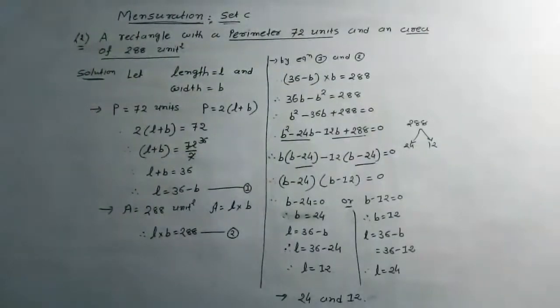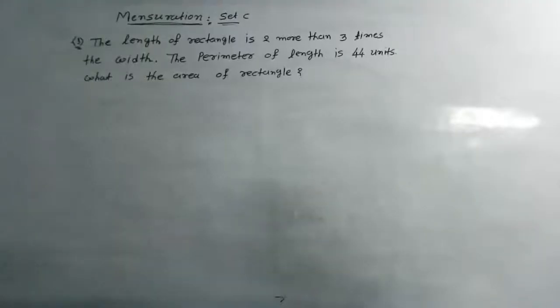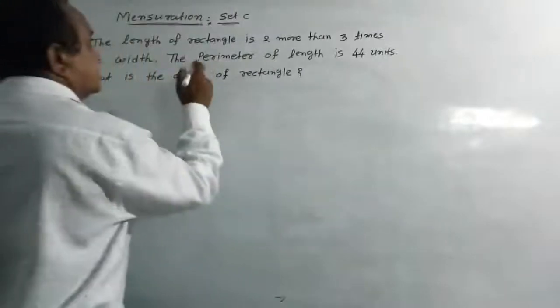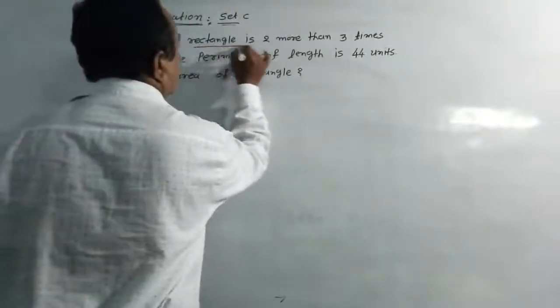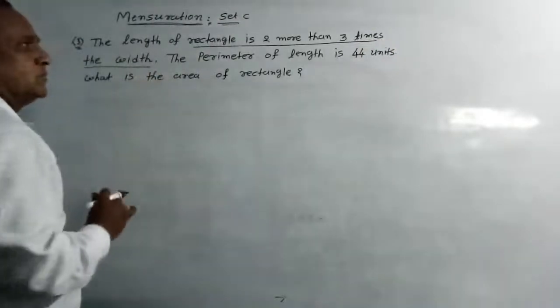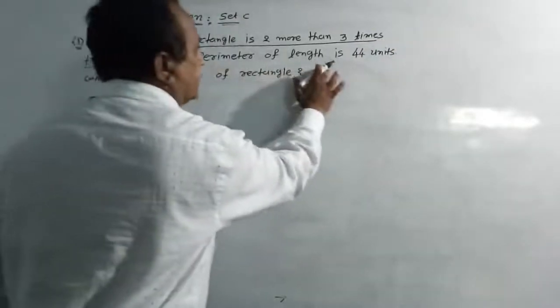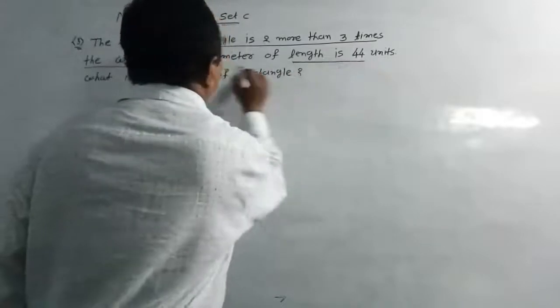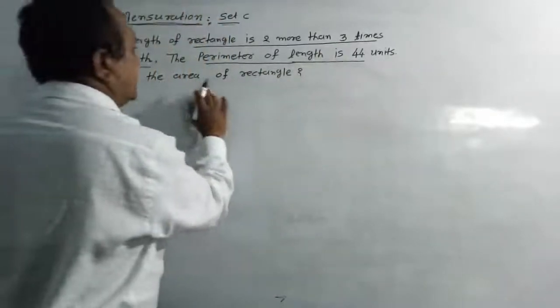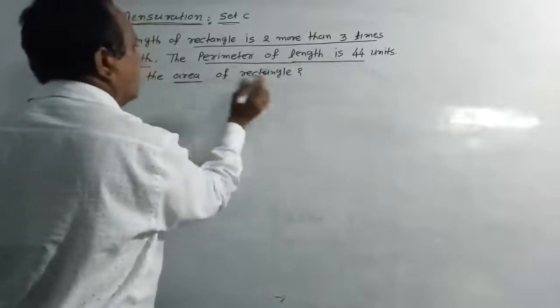Now example number 3. The length of a rectangle is 2 more than 3 times the width. The perimeter of the rectangle is 44 units. What is the area? Find the area of the rectangle.